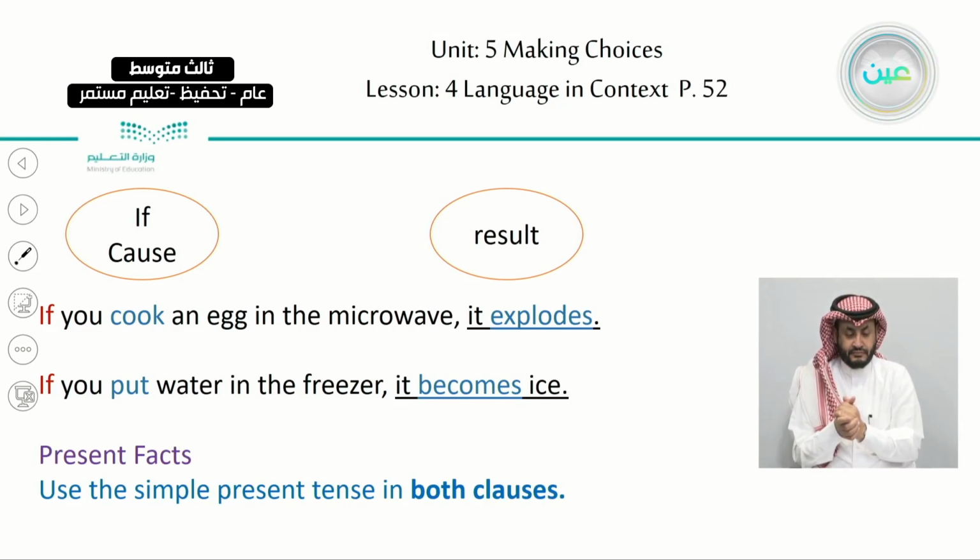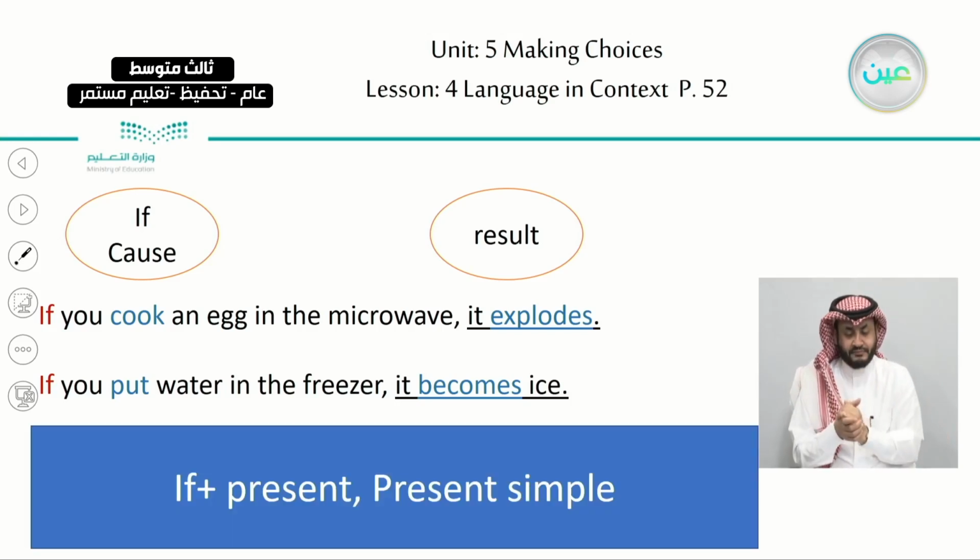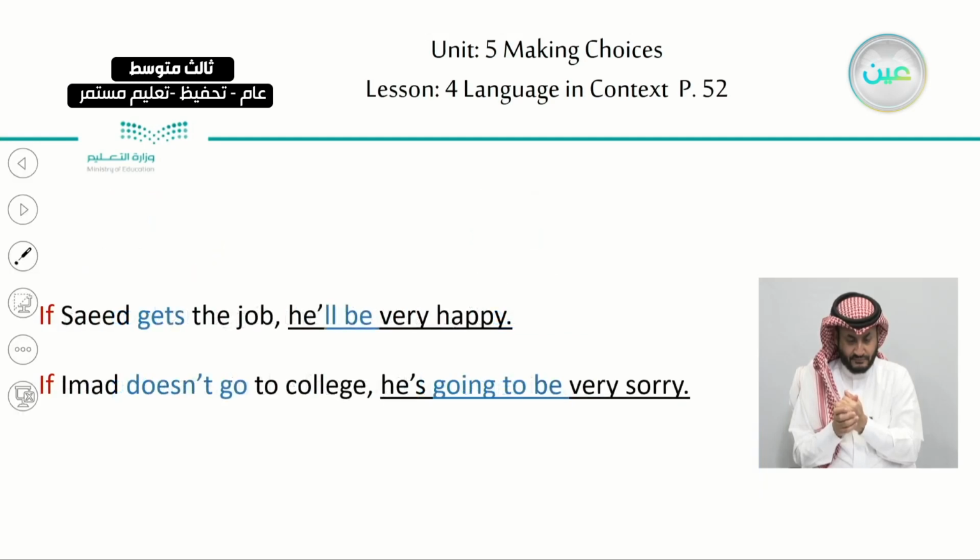This is when we are talking about the present facts. We use simple present tense in both clauses. We use present here in the cause and the result effect. If, present, and the second part, present simple. And what if we have a future form here? How do we use it? If Saeed gets the job, he will be very happy.